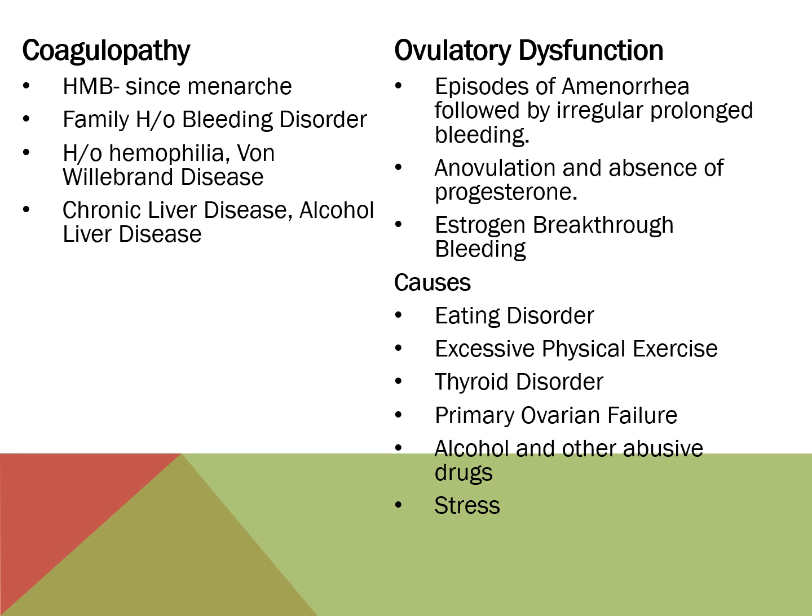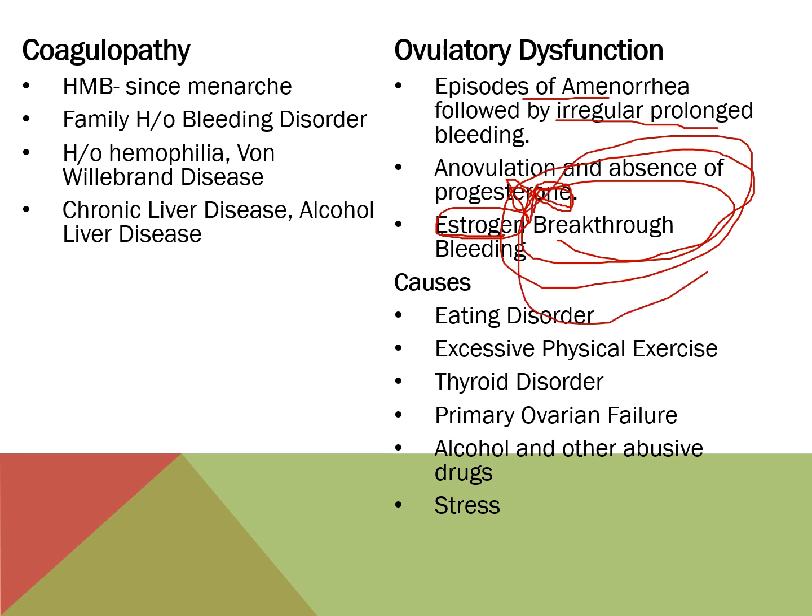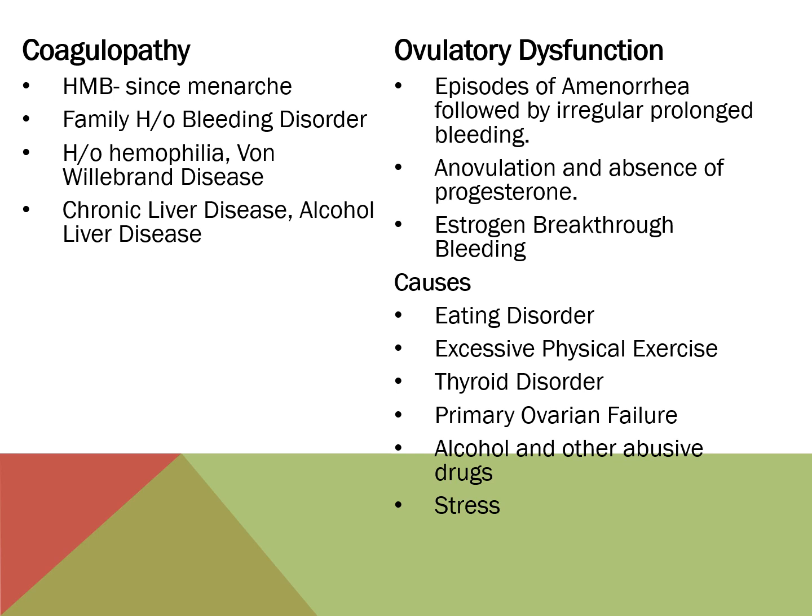There will be an episode of amenorrhea preceded by prolonged irregular bleeding. Episode of amenorrhea followed by prolonged irregular bleeding. Now, this amenorrhea actually means there was an estrogen presence, but there was no progesterone. The estrogen keeps on building up the endometrium that does not get progesterone support, and when that progesterone support is not available, there will be a breakthrough bleed. So this is the physiology of this ovulatory dysfunction.